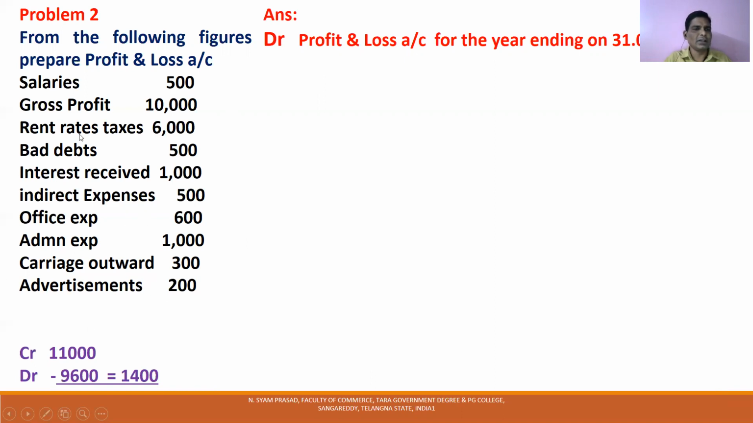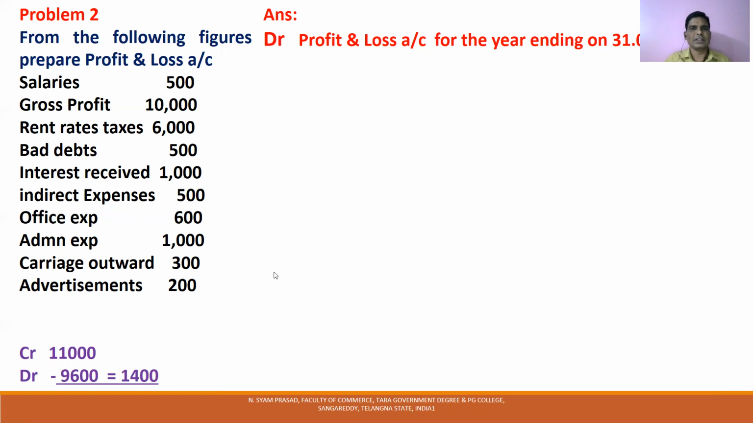Now let us see what the PDs are and what the PCs are. Salaries, you have to identify as PD, profit and loss account debit item. Gross profit, PC, profit and loss account credit side. Rent, rates, taxes, profit and loss account debit side. Bad debts, profit and loss account debit side. Interest received, profit and loss account credit side. Indirect expenses, profit and loss account debit side. Office expenses, debit side. Admin expenses, debit side. Carriage outward, debit side. Advertisement, profit and loss account debit side.